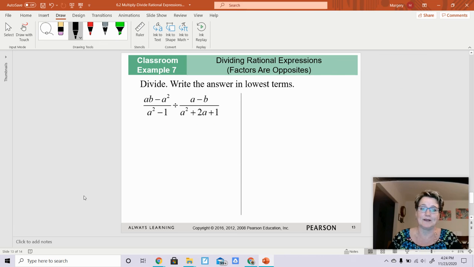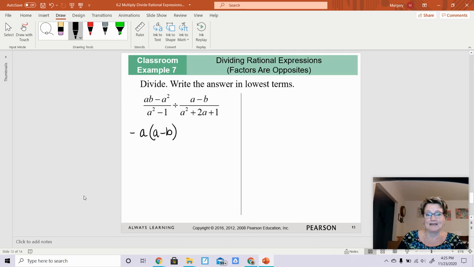All right, here's the next one. Once again, it's a division problem. We keep, change, flip. But in this case, we have to actually factor it as well. So on this problem here, I'm going to factor out a negative a. So that's going to give me, and I'm going to just kind of rewrite this, a minus b. I know it looks weird, but I just factored out negative a.